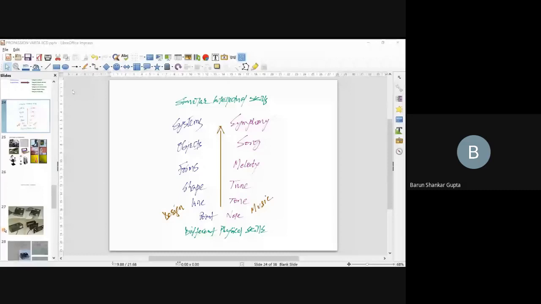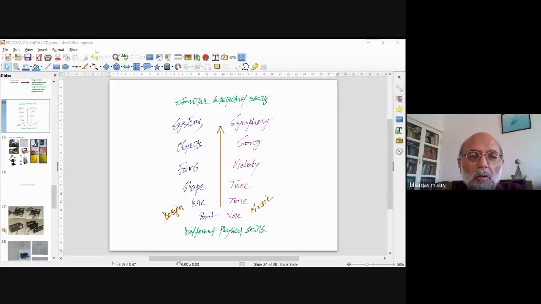Just hold on. I've stopped sharing the screen. I'll present now. Choose a window, this one, and share. Tell me, is it visible? It's loading. Yes, we can see the screen now. Good.